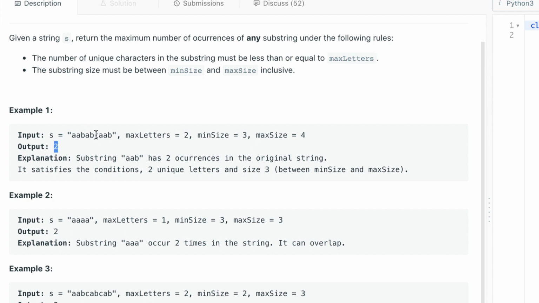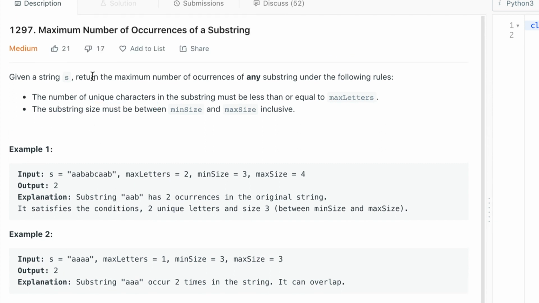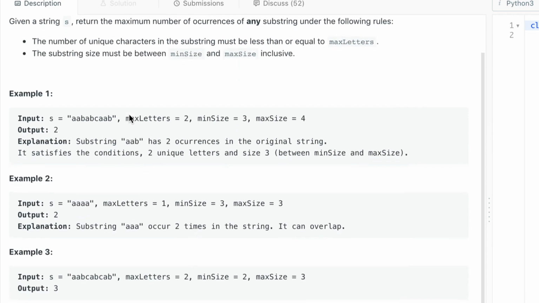substring that occurs more than 2 times, there isn't any, because the only ones that occur multiple times are AB and AA. AA has 1 unique character, so it doesn't conform to the first rule. AB has 2 unique characters, but its size is less than 3, so it's not in the range, so it doesn't conform to the second rule. So you get the idea. We want the substring that occurs the most and follows these two rules, essentially.